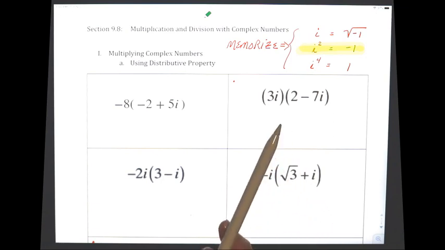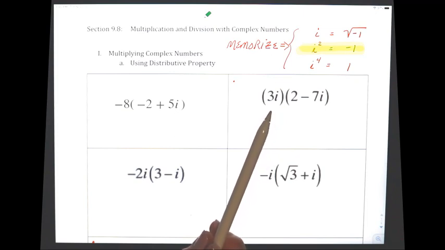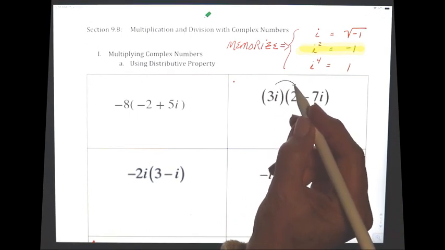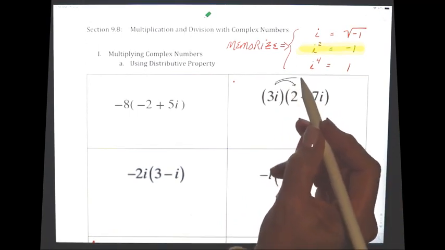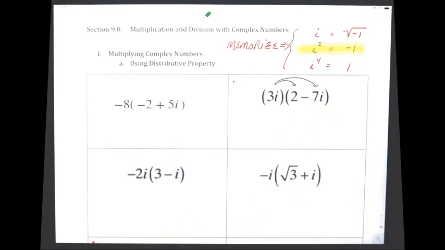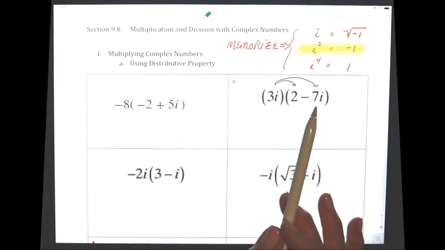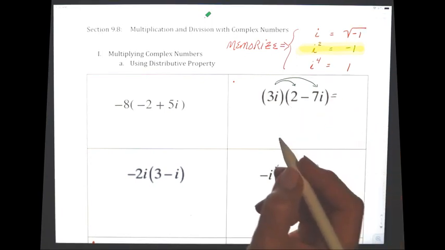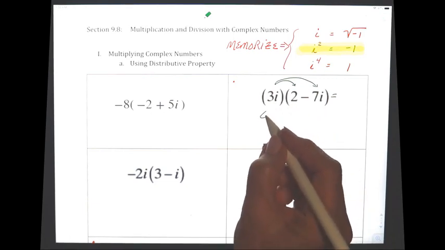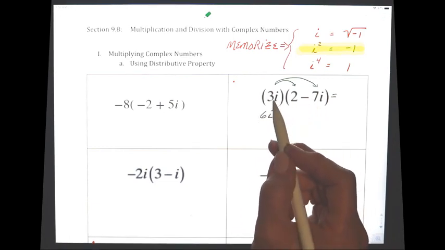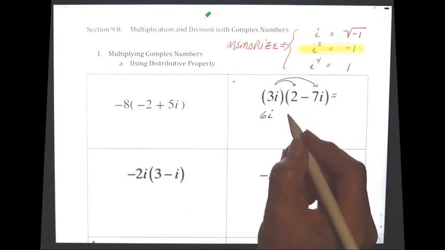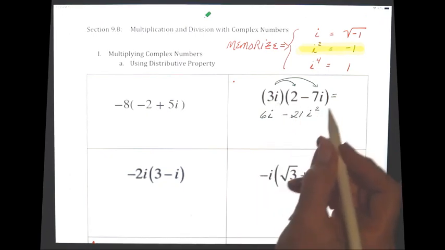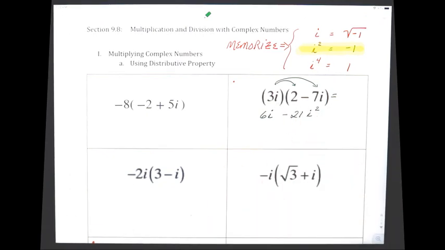All right, so on this first one over here on the upper right side of the screen, I want to use the distributive property. I'm going to take this imaginary component that sits out in front and distribute that over the parentheses. And this complex number in the parentheses has both the real part and the imaginary part. So as you see me multiplying, 3i times 2 is going to be 6i. And then positive 3i times -7i is -21, and this is i squared, because i times i is i to the second.